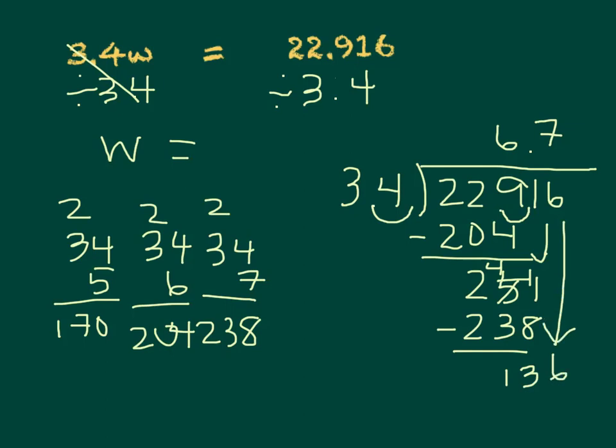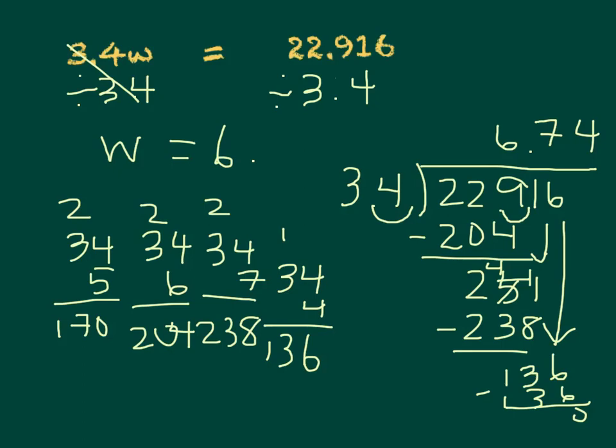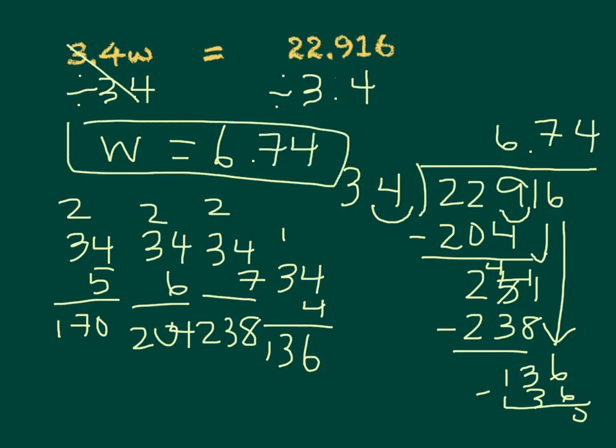And let's see. Looks like maybe one less than times 5. So if I do 34 times 4, I'm going to get 136, which is exactly what I was looking for. So my answer is going to be 6 and 74 hundredths. And I'm going to place that back in my original problem. So my W is going to equal 6 and 74 thousandths.